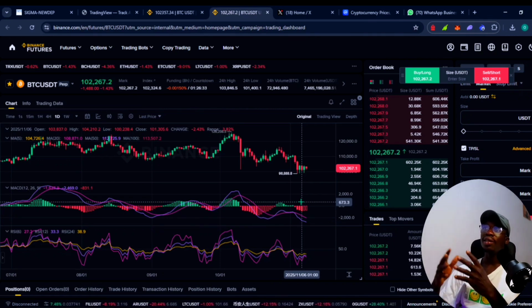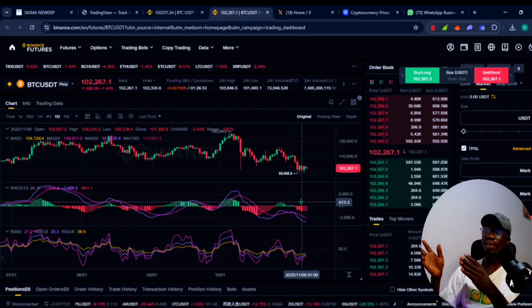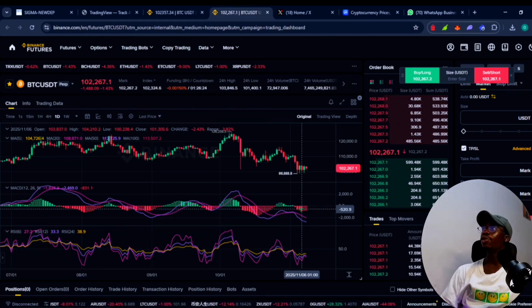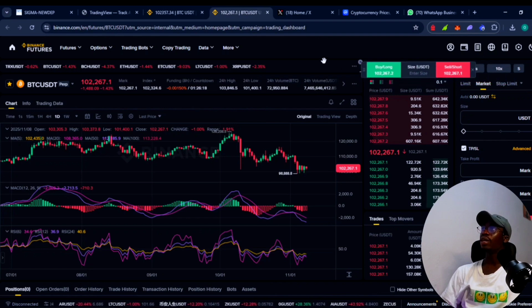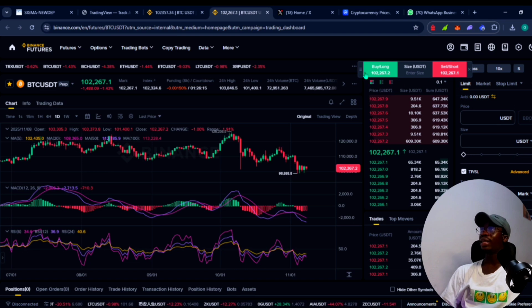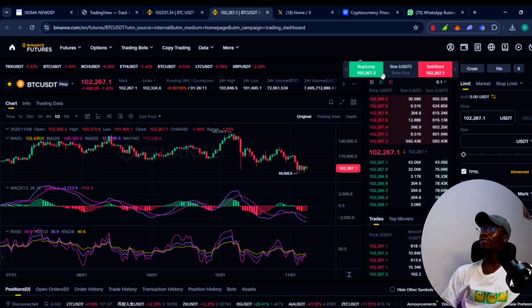And now you don't have to go and borrow from your friend. All you need to do is just use the leverage function. When you use the 10 times leverage function, the 5 times leverage function, or whatever you please, it is going to multiply your trade by that amount. Just hold on for me. Let me show you a practical example of what I'm talking about.